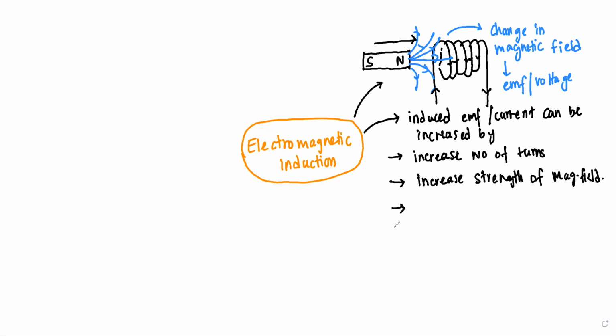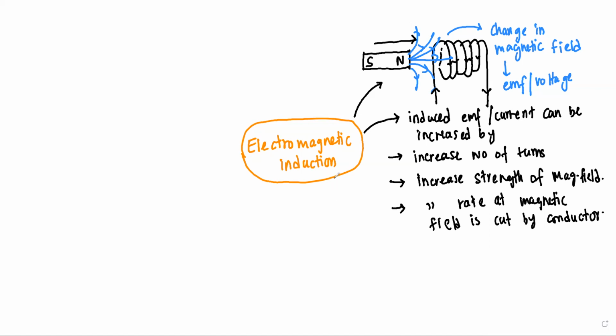And also we can increase the rate at which the magnet moves. In another word, we increase the rate at which the magnetic field is cut by the conductor or coil. So in this way also, you can increase the electromagnetic induction in the process.